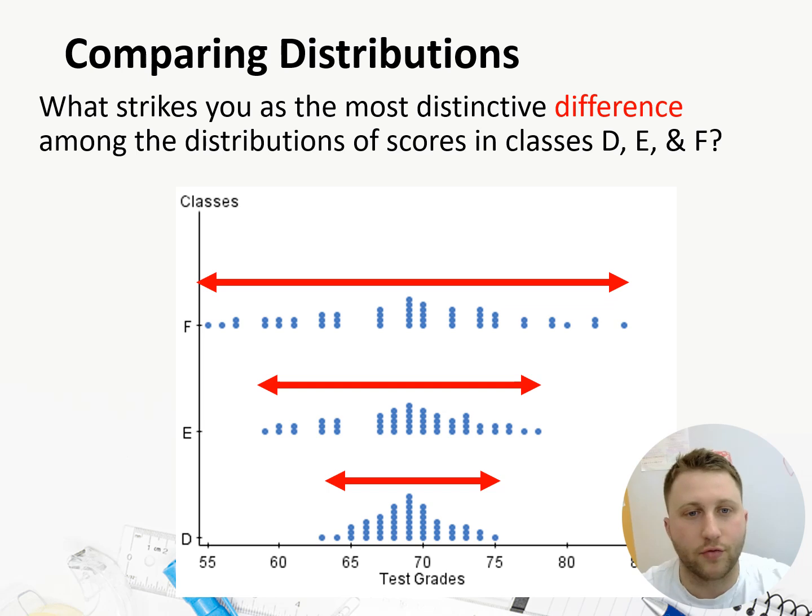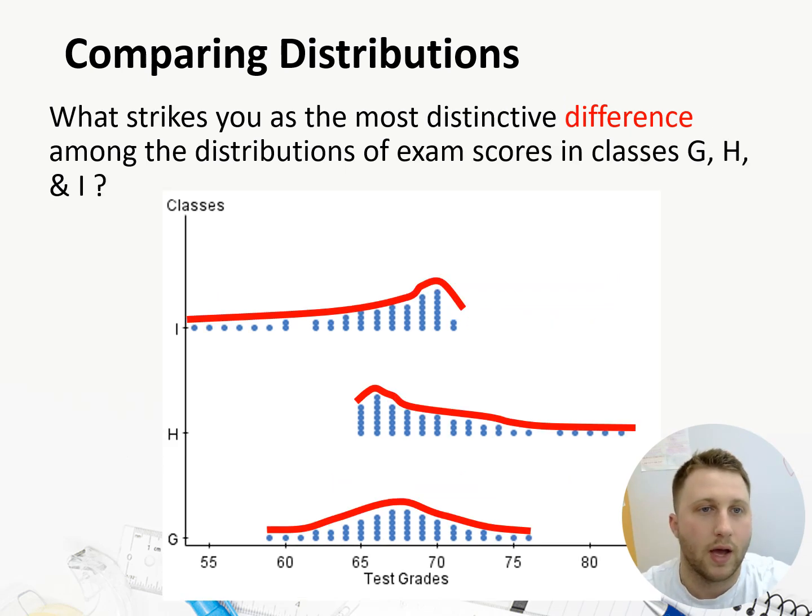Here, the most striking difference would be the spread or the variability. They seem to be decreasing as you go from top to bottom. F has the most spread, D has the least. And of course, here the biggest difference is the shape. So you've got skewed left for I, skewed right for H, and approximately symmetric for G, all unimodal.